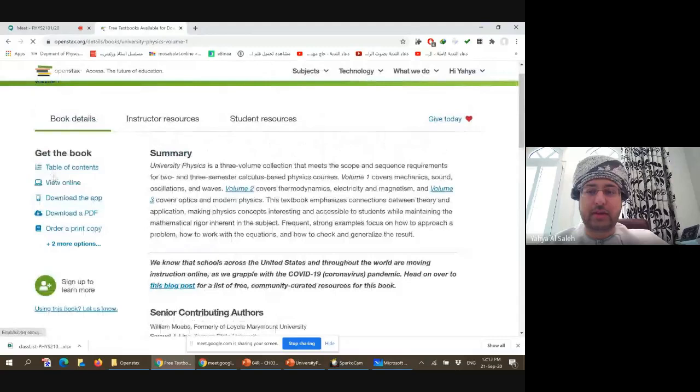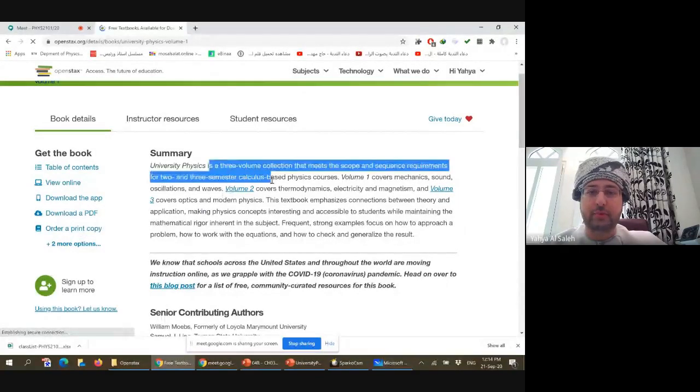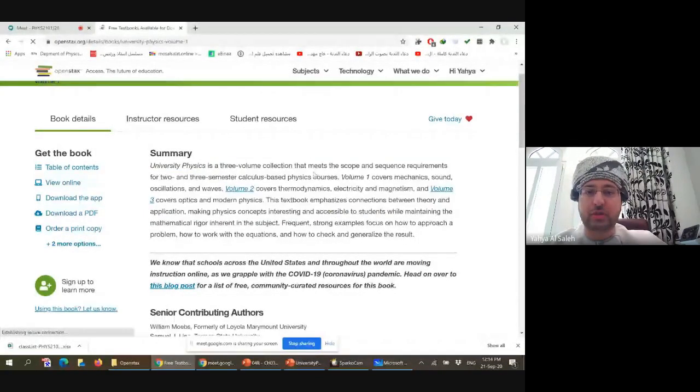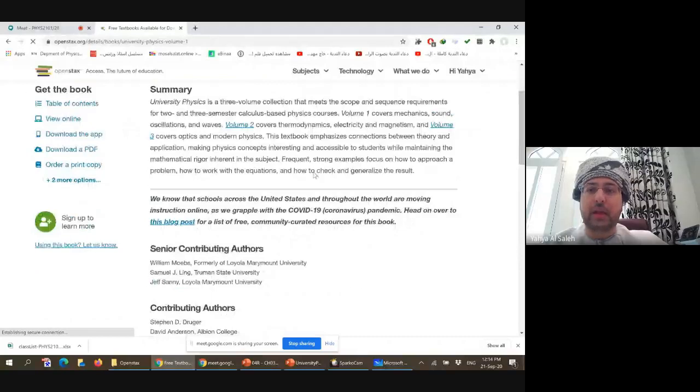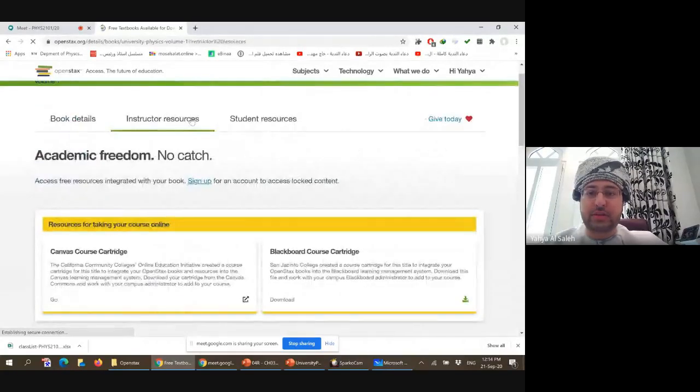Okay, table of contents, view online, download the app. There's an application for this book that you can download on your phone. You have a PDF copy, you have iBooks, Kindle. You can order a print copy if you want to, but I already informed you that printing might be a cheaper option. Okay, now instructor resources, this is for me.